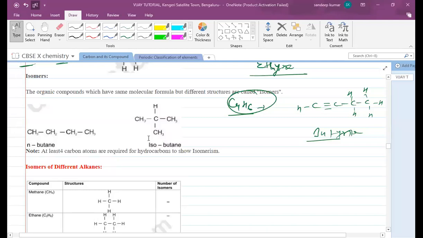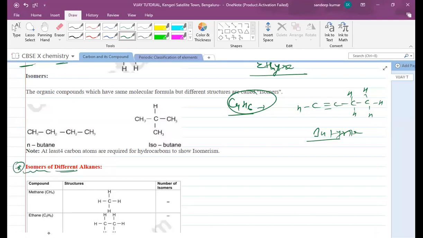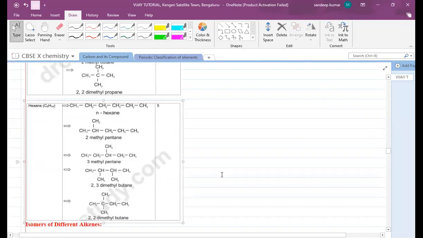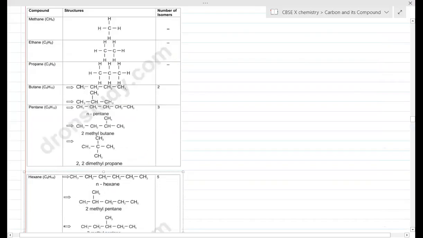Next, we talk about isomers of different alkanes. So when we talk about isomers, these are the compounds having the same molecular formula but different structures. Isomers are the compounds having the same molecular formula but different structures. So when we talk about isomers of methane, it is not possible. There are no isomers. For ethane, there are no isomers.